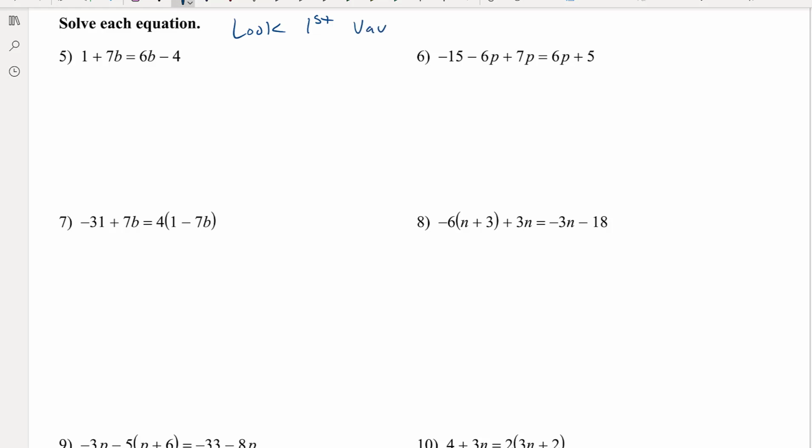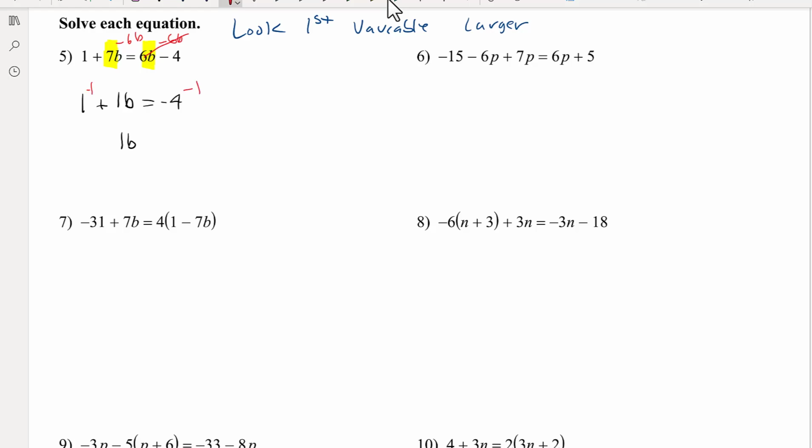look first at the variable and which one is larger. Okay, so we've got a 7b and a 6b. Since 7 is larger, that's how I know the first step is I'm going to subtract 6b from both sides. So now what we're left with is 1 plus 7b subtract 6b is 1b. And since the b's are on the left, excuse me, I'm going to subtract the 1.